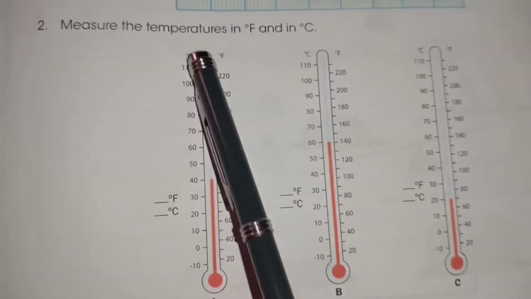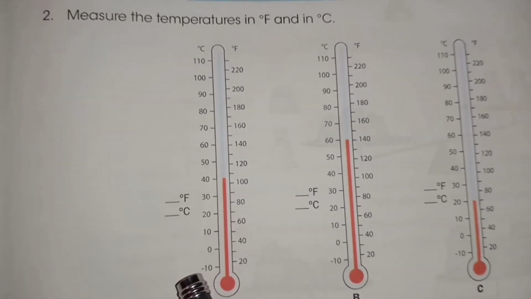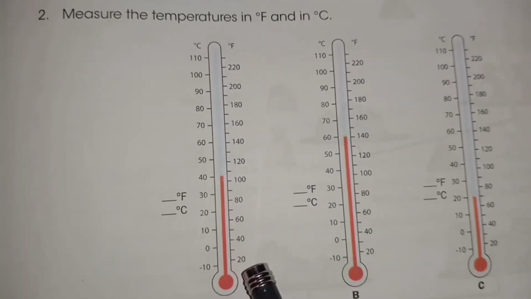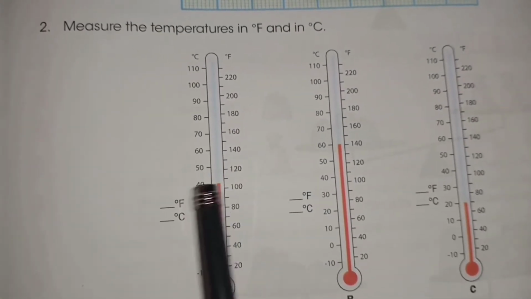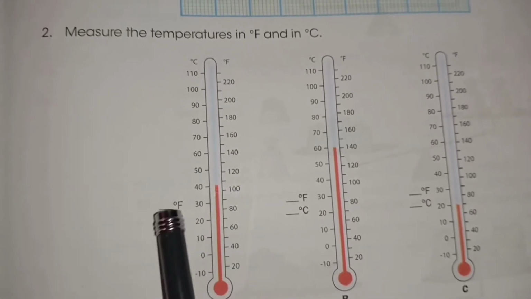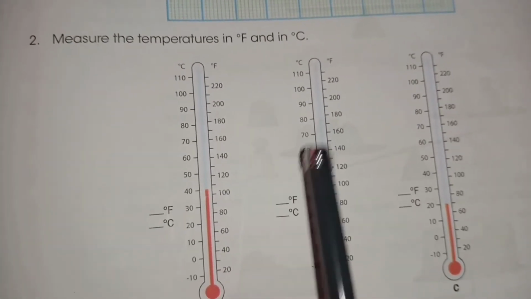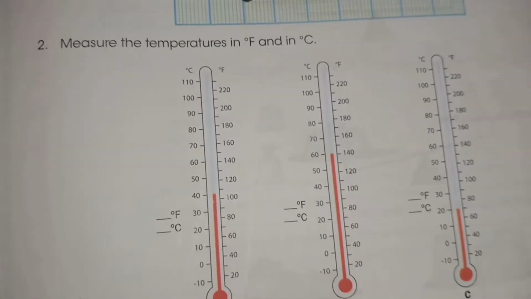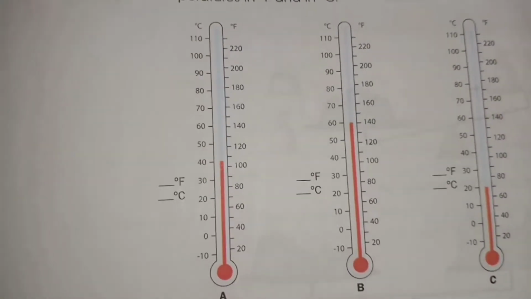Now question number 2 you will do by yourself. On this side Celsius degree is given, and on this side Fahrenheit is given. So you will see how many degrees Celsius and how many degrees Fahrenheit there are, and you will write them here. You can do this by yourself.